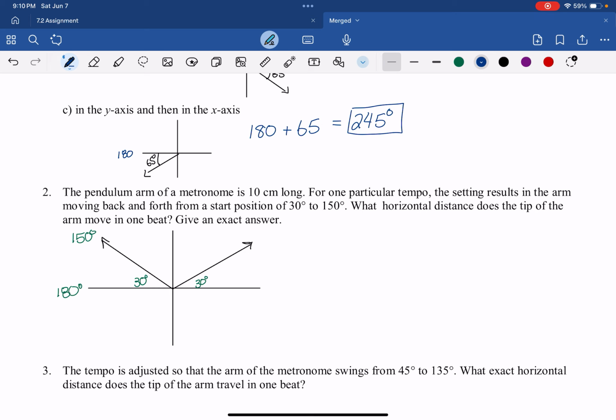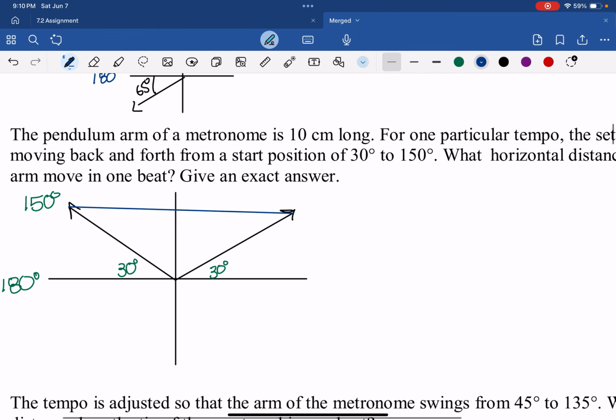So the question is asking us, what is the horizontal distance it's moving? So it's asking us, what is the length of this blue line? The question tells us that the hypotenuse here, the length of the metronome arm, is 10 centimeters.